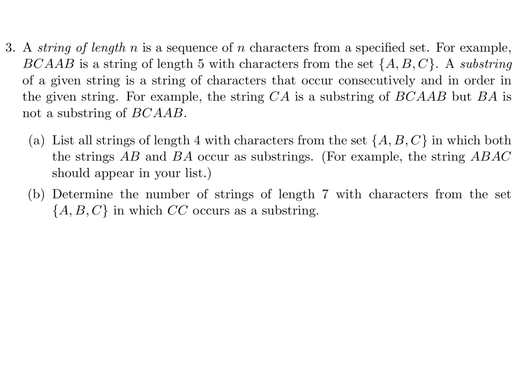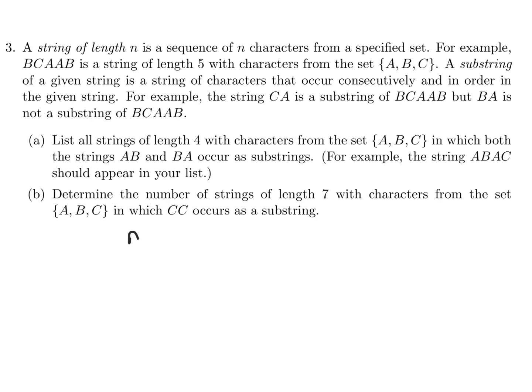A string of length n is a sequence of n characters from a specified set. For example, BCAAB is a string of length 5 with characters from the set ABC. A substring of a given string is a string of characters that occur consecutively and in order in the given string. For example, the string CA is a substring of BCAAB, but BA is not a substring of BCAAB. List all strings of length 4 with characters from the set ABC in which both the strings AB and BA occur as substrings.